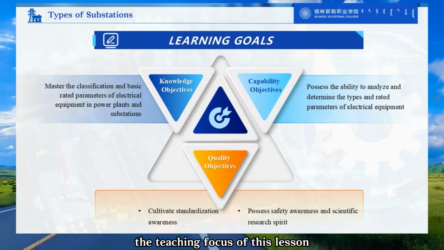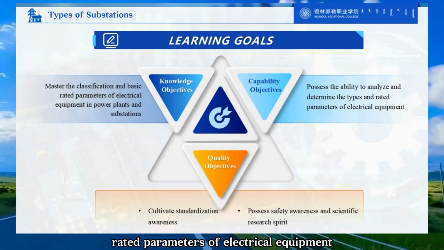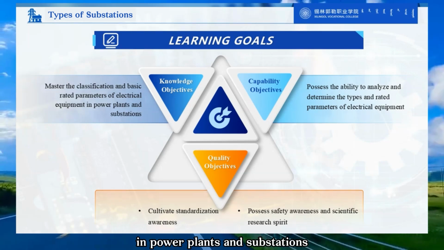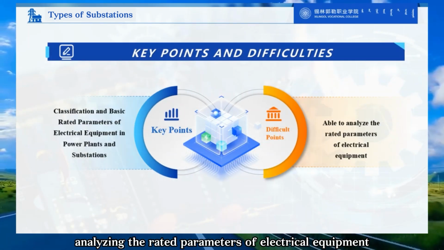The teaching focus of this lesson is the classification and basic rated parameters of electrical equipment in power plants and substations. The learning difficulty is analyzing the rated parameters of electrical equipment.